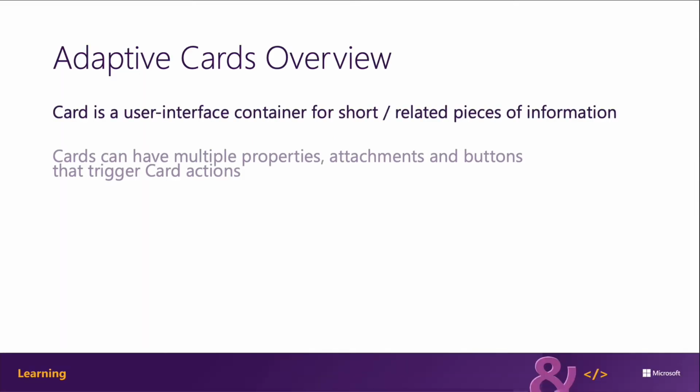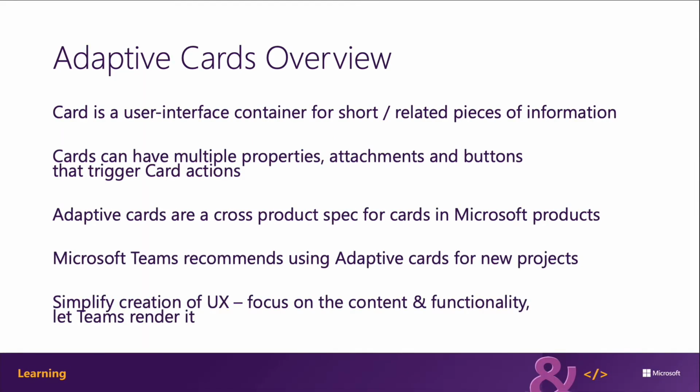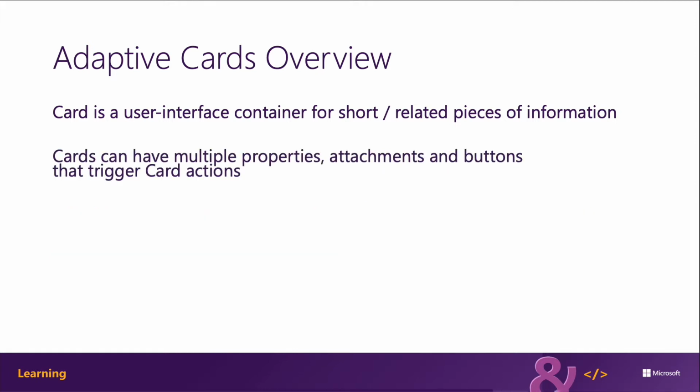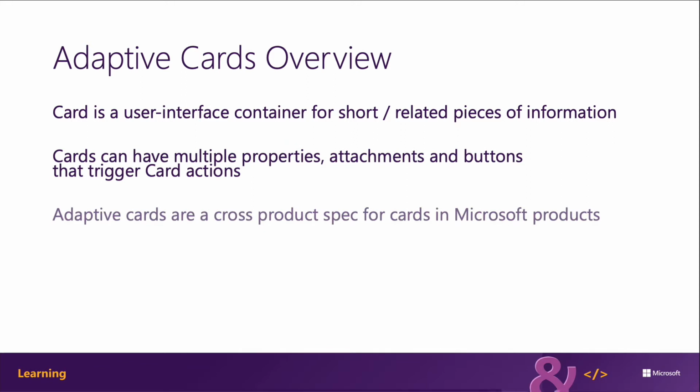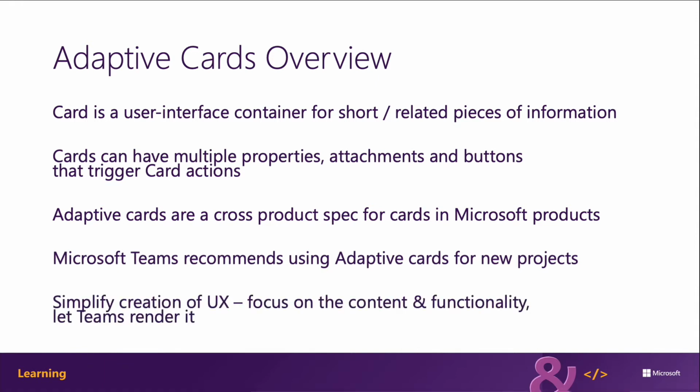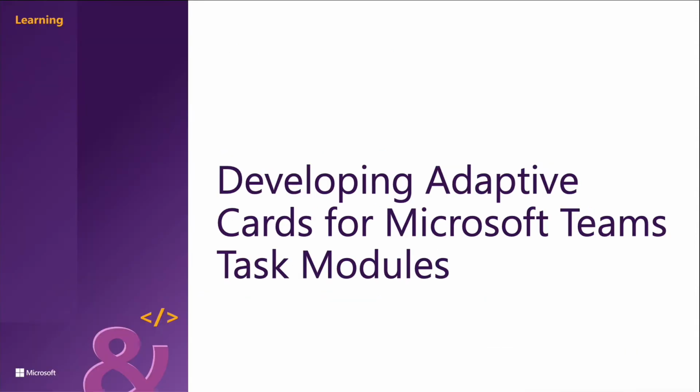A card is a user interface container for short or related pieces of information. Cards can have multiple properties and attachments and include buttons that trigger card actions. Adaptive cards are a cross-product specification for various Microsoft products, including Bots, Outlook, Teams, and Windows. And they're the recommended card type for new Microsoft Teams apps. Microsoft Teams supports multiple types of cards. Let's look at how we can develop adaptive cards for Microsoft Teams task modules.